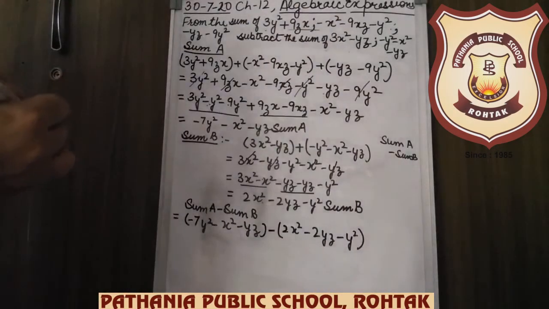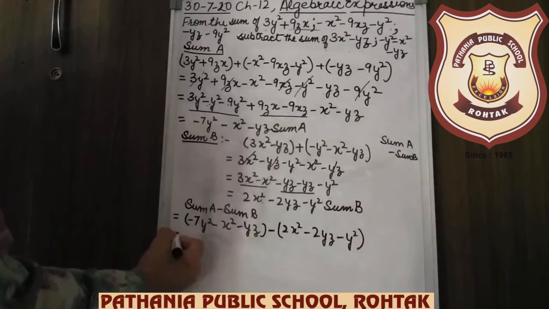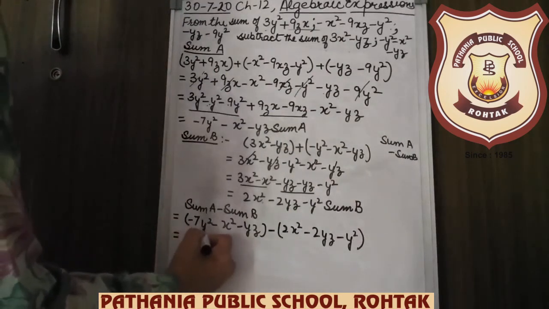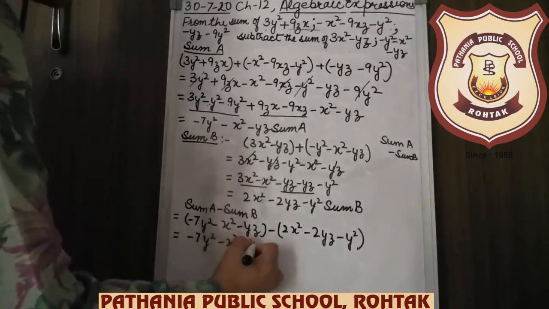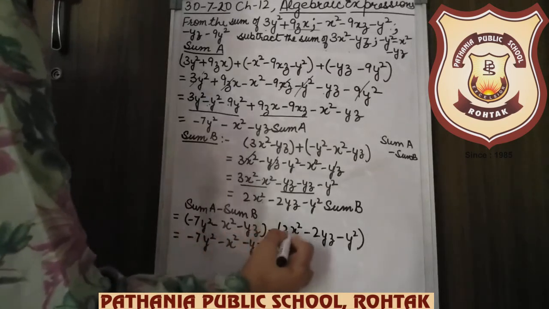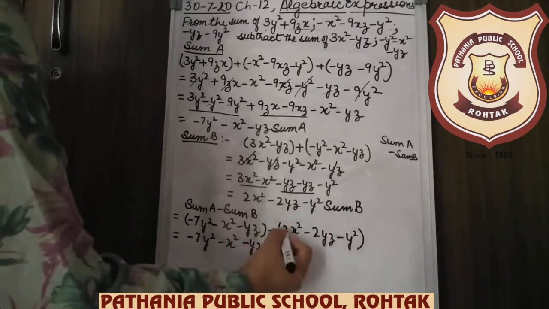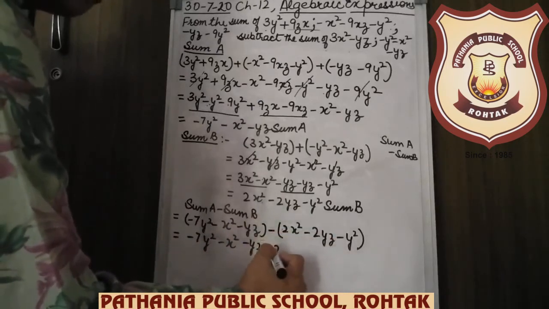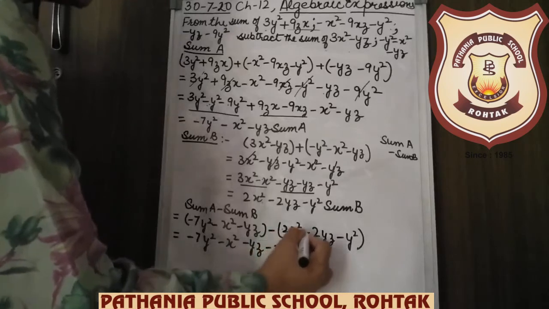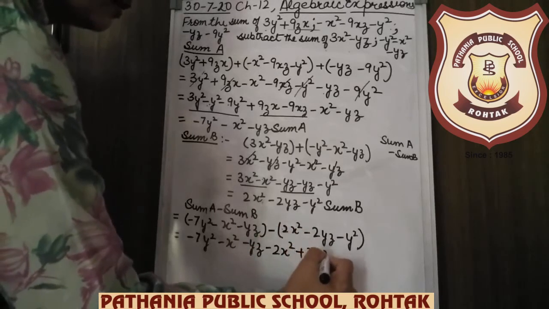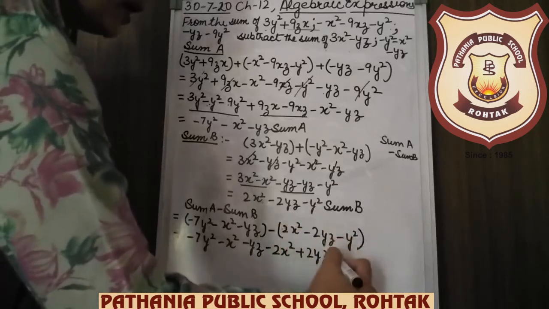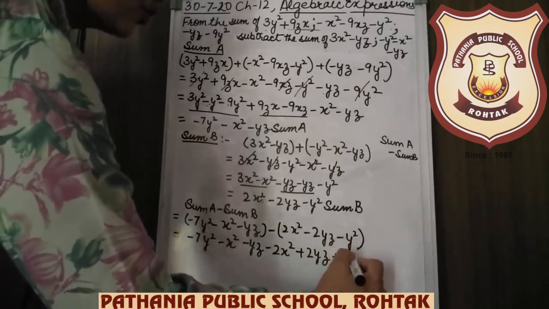This is your sum B. Now open the brackets: minus 7y square minus x square minus yz. Now the signs will change. This is positive 2, minus, minus minus plus, and again minus minus plus y square.